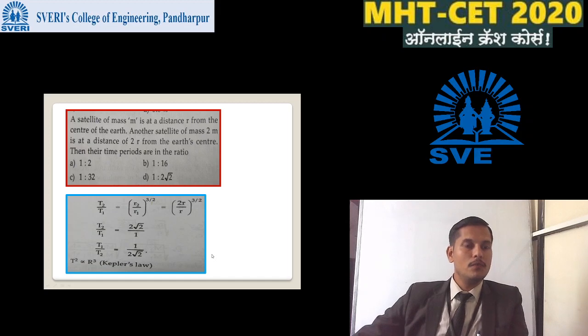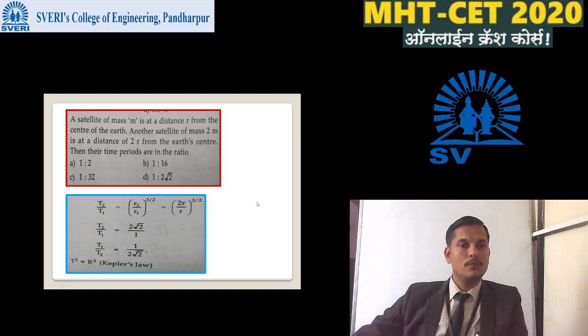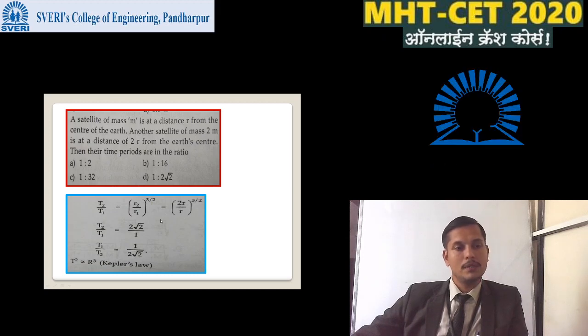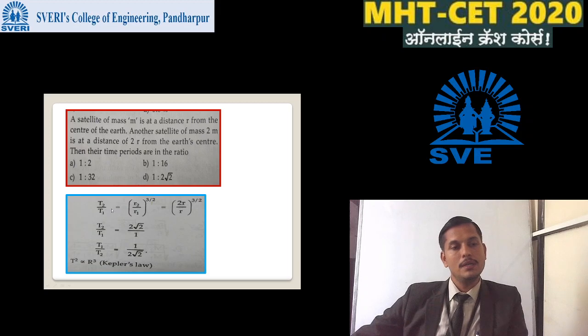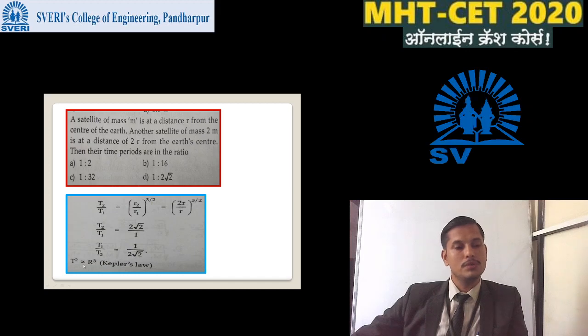A satellite of mass m is at a distance small r from the center of the earth. Another satellite of mass twice m is at a distance of 2r from the earth's center. Then their time periods are in the ratio. Now for the ratio of time periods, we have seen the equation, T square is proportional to r cube. That is Kepler's law, so we are using that equation.